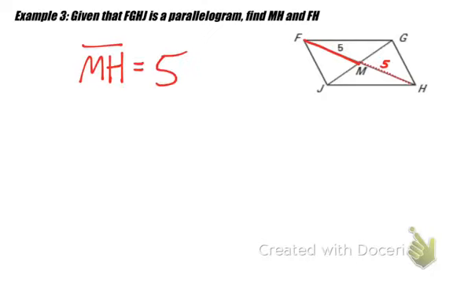Okay, so then that part's done. So we've got to find the measurement of FN. I think it's supposed to be FH, excuse me. I can't even read that. FH. So then the entire diagonal would be 5 plus 5 additional, which would be 10.